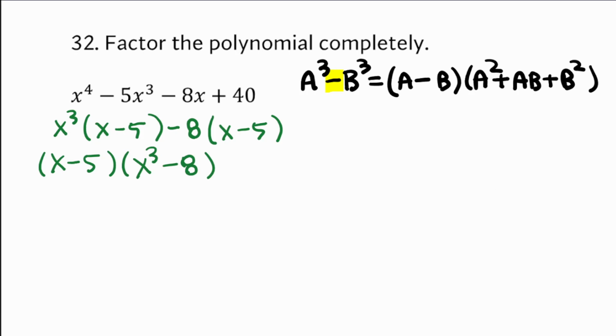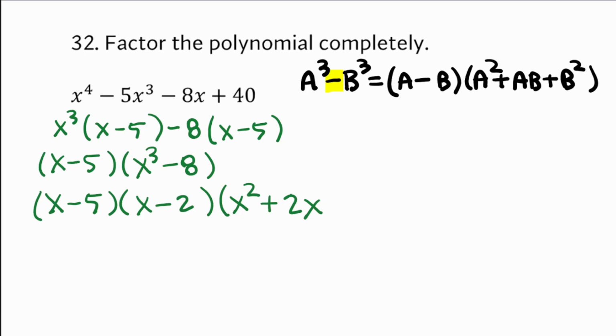So in this scenario, a is x and b is 2, because I've got x to the 3 minus 2 to the 3. So I've got x minus 5 multiplied by x minus 2 multiplied by x squared plus 2x plus 2 squared. Okay, and now we've done a difference of two cubes.